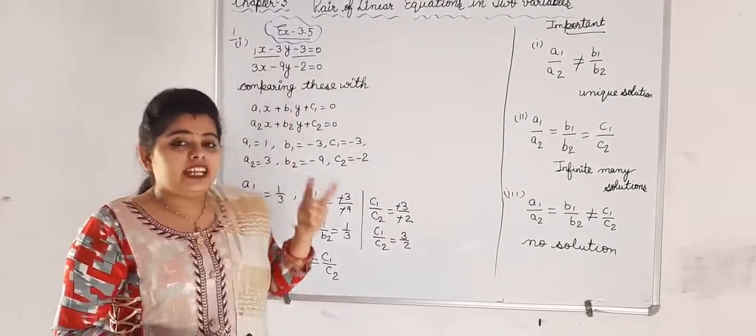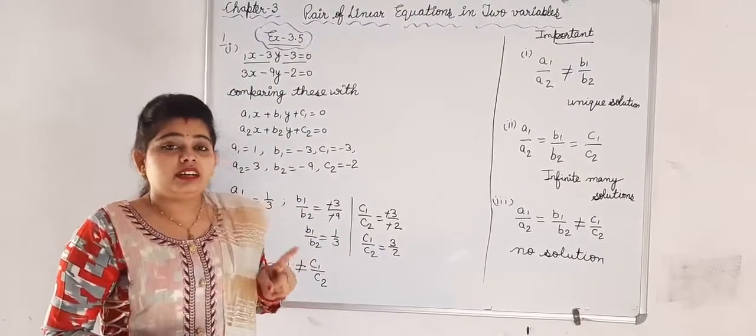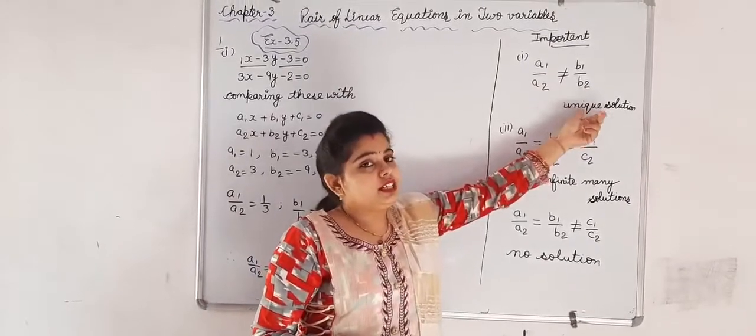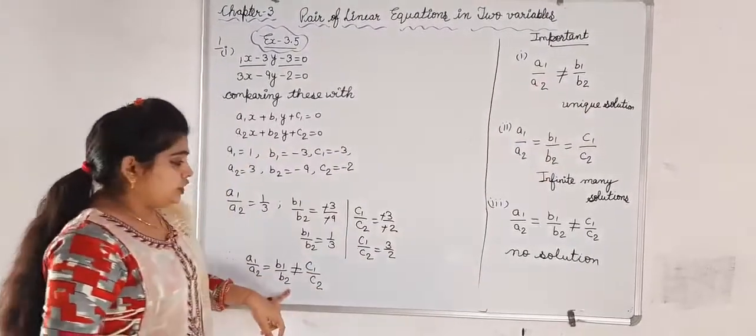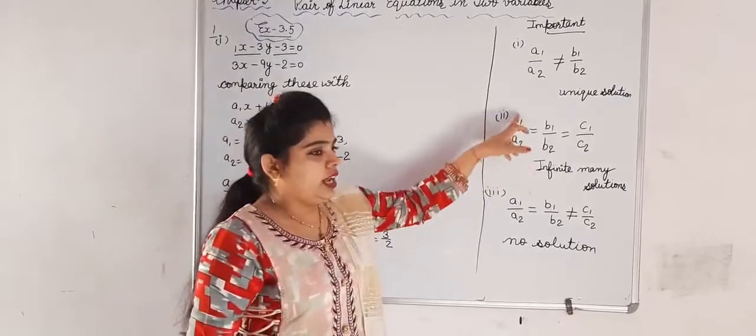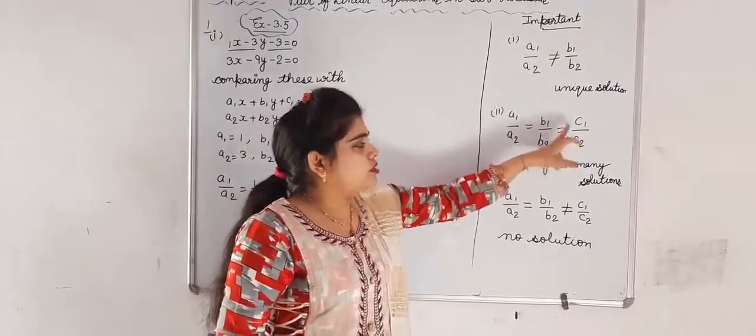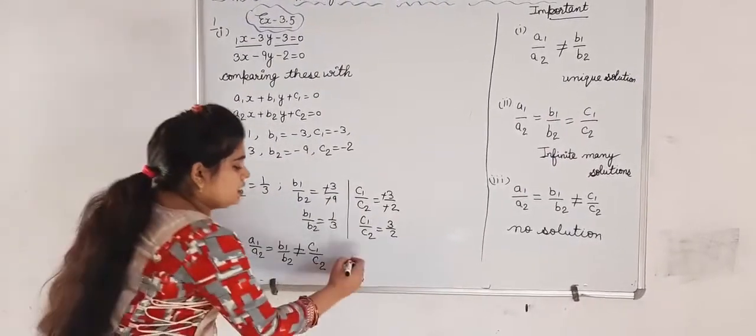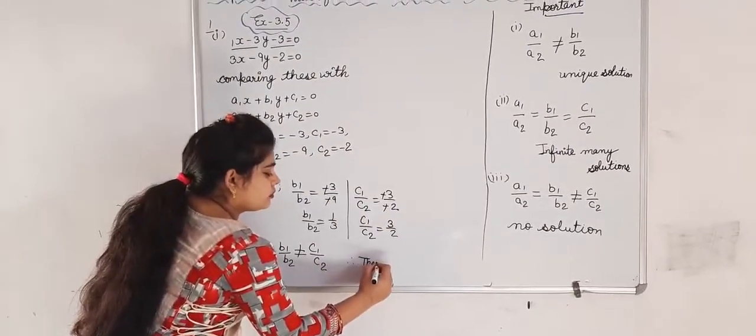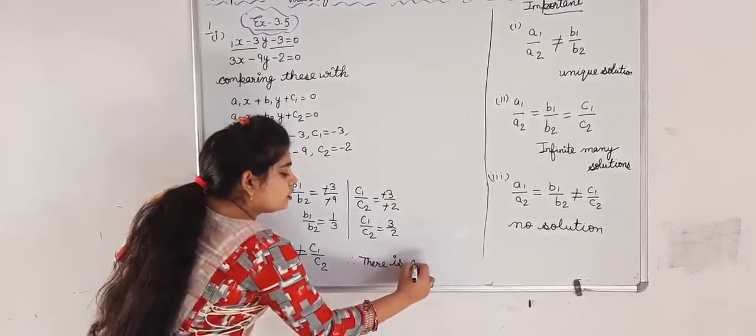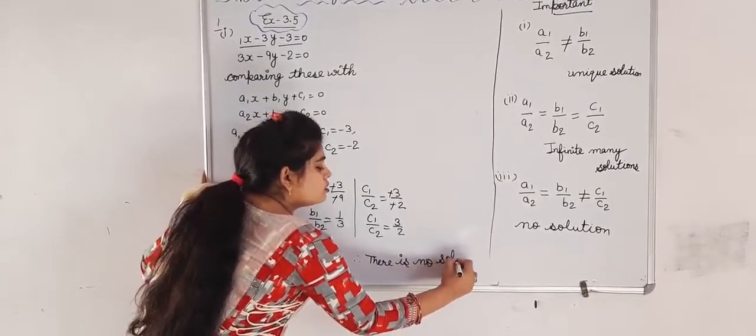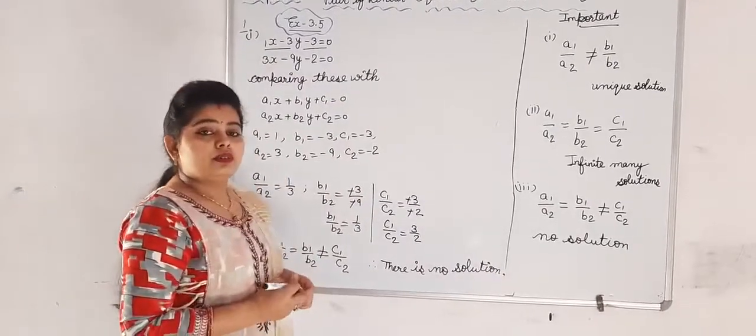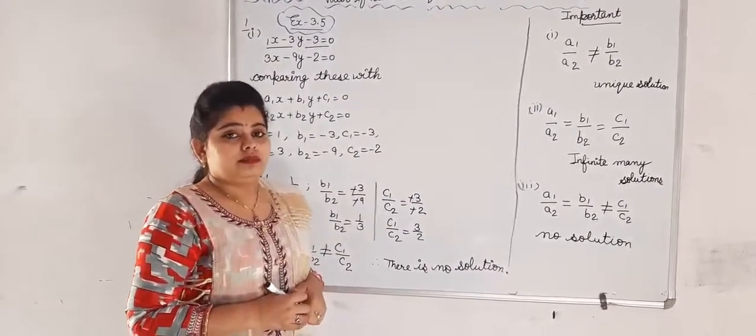We have to solve an equation using the cross multiplication method where we get this condition, where a unique solution is there. If this condition is there, or the second condition a1 by a2 is equal to b1 by b2 is equal to c1 by c2 is there, then we can't find solutions. So in this case, there is no solution. This is our first question, first part.